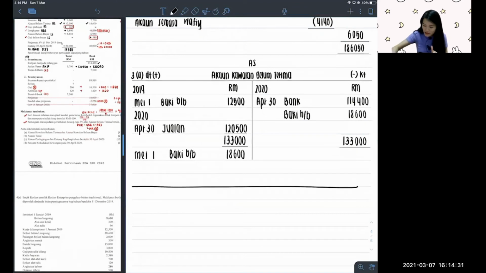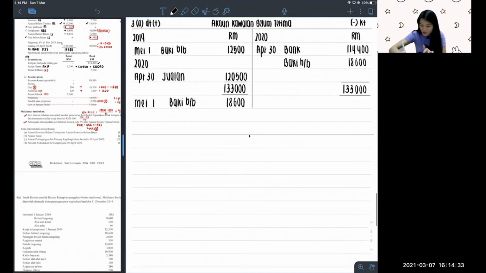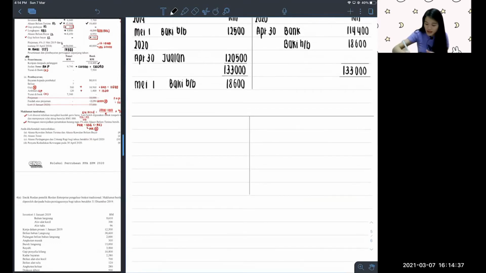No need to label anything because it's also part A. We will be using 6 rows in total. 6 rows. Okay, come. Account kawalan belum bayar.